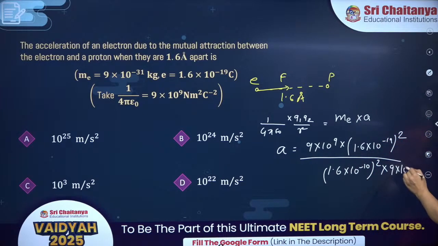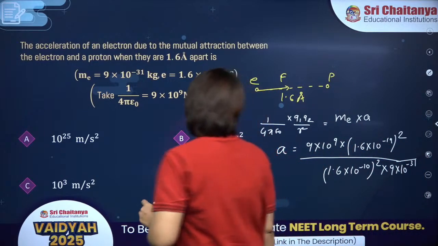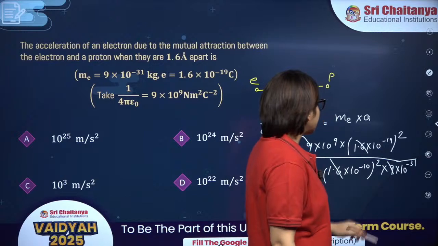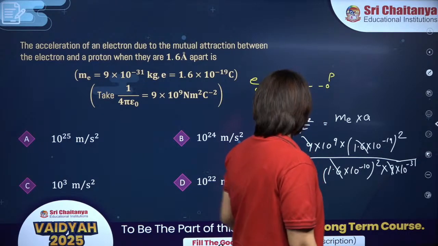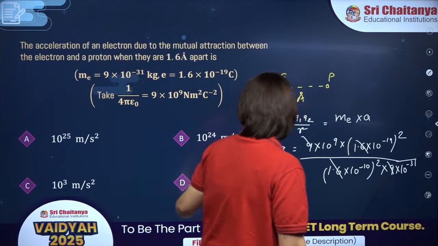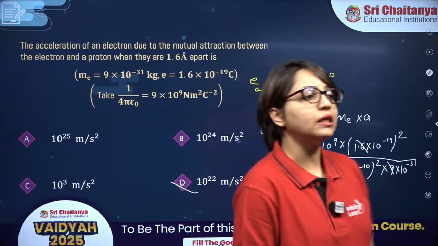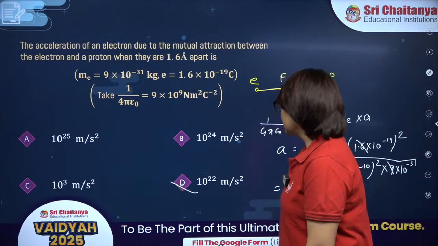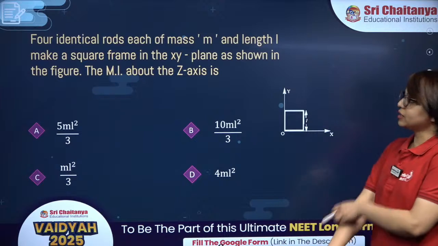Yes. Now rest all is calculation, right? You can do it. Rest all is calculation. 9 will cancel, 1.6 square will cancel each other. So after solving, you'll be getting 10 to the power 22 meter per second square. All right, yes, option D is the correct answer. Okay, option D is the correct answer. Chaliye, let's try this one.